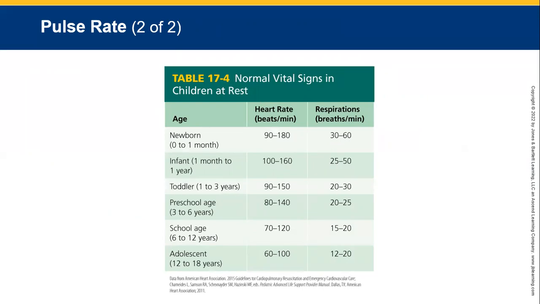Preschool: pulse 80 to 140, breathing rate 20 to 25. School age, 6 to 12: pulse rate is 70 to 120, breathing 20 to 30 breaths per minute. Adolescents, 12 to 18 years old: 60 to 100 heartbeats, and 12 to 20 breaths per minute, same as an adult.